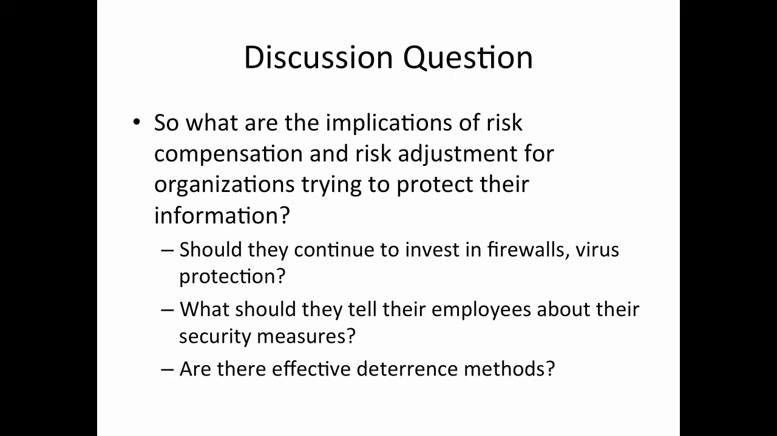So there's some discussion questions, and I'm going to post these on the Blackboard discussion. What are the implications of risk compensation and risk adjustment for organizations trying to protect their information, for information security? Should they continue to invest in firewalls, virus protection? Should they make a safer system? What will that do? What are the implications for the users? Will they be less vigilant? What should they tell their employees about the security measures? And are there effective deterrence methods?